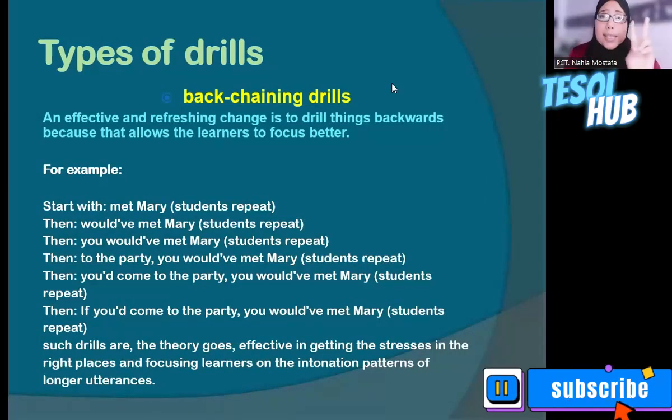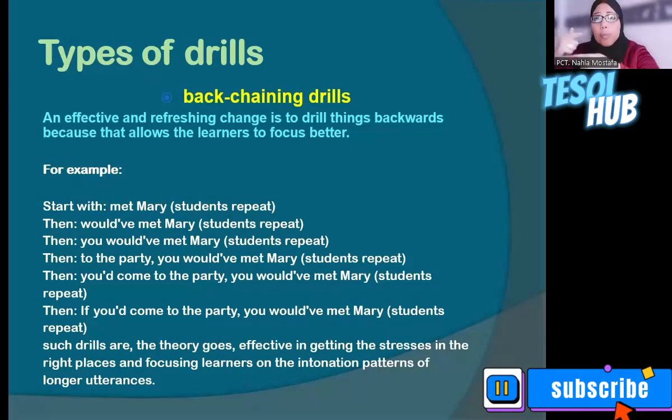Let's go to the second type, back-chaining drills. And this one makes the drilling interesting. So look at the example that we have. Let's say that we say the sentence backward. So we allow students to focus better on saying the sentence backward. So met Mary, students repeat, met Mary. Would have met Mary. You would have met Mary. The party, you would have met Mary.